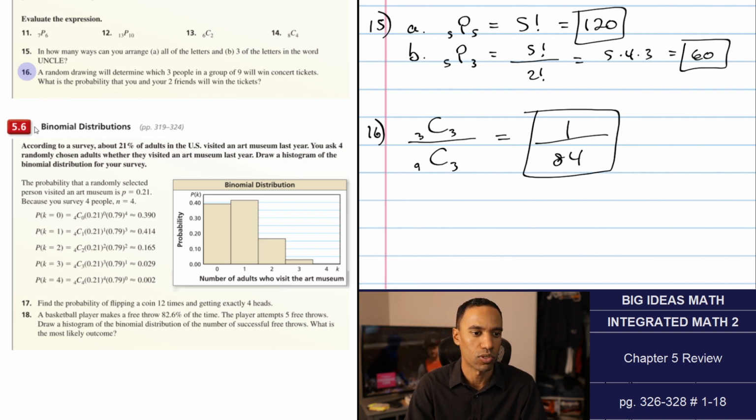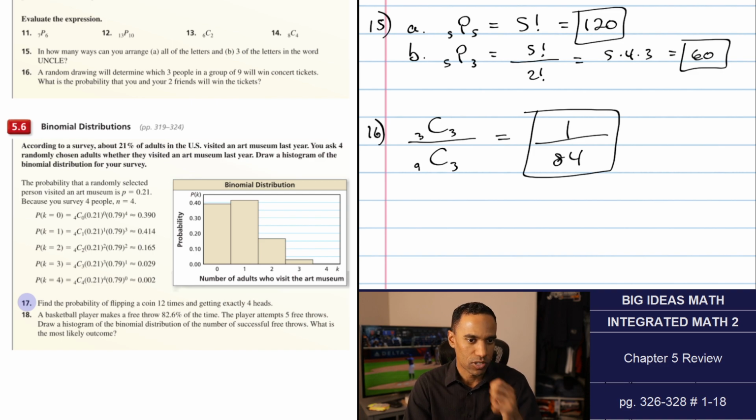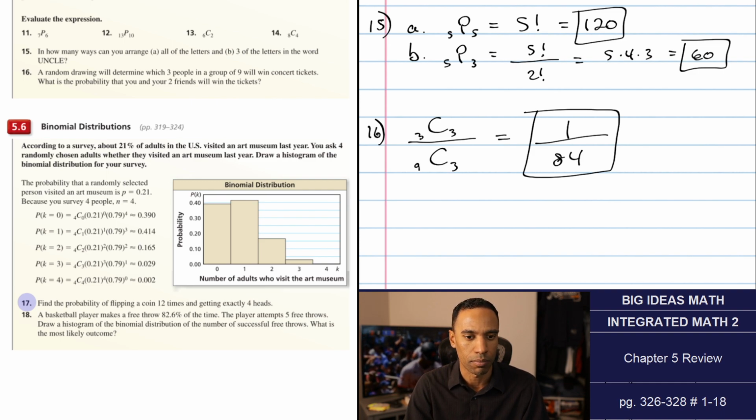2 more questions, but let's look at what they got for us. According to a survey, about 21% of adults in the U.S. visited an art museum last year. You asked 4 randomly chosen adults whether they visited an art museum last year. Draw a histogram of the binomial distribution for your survey.